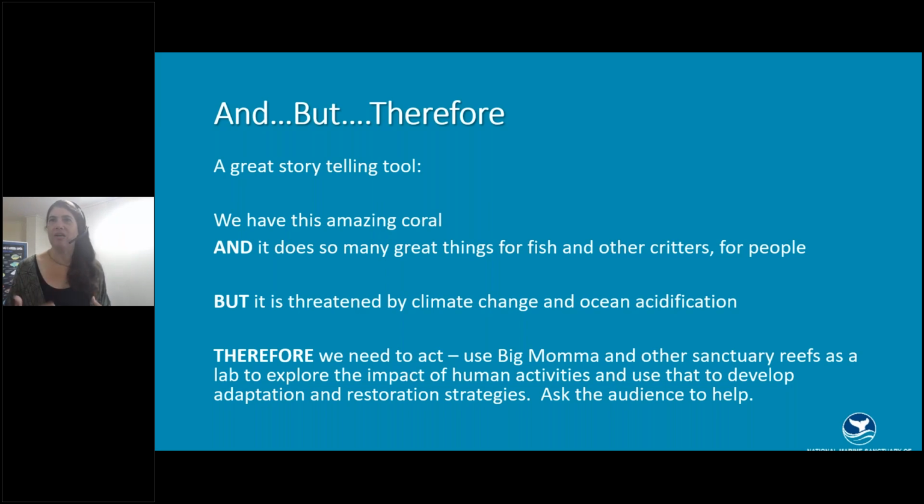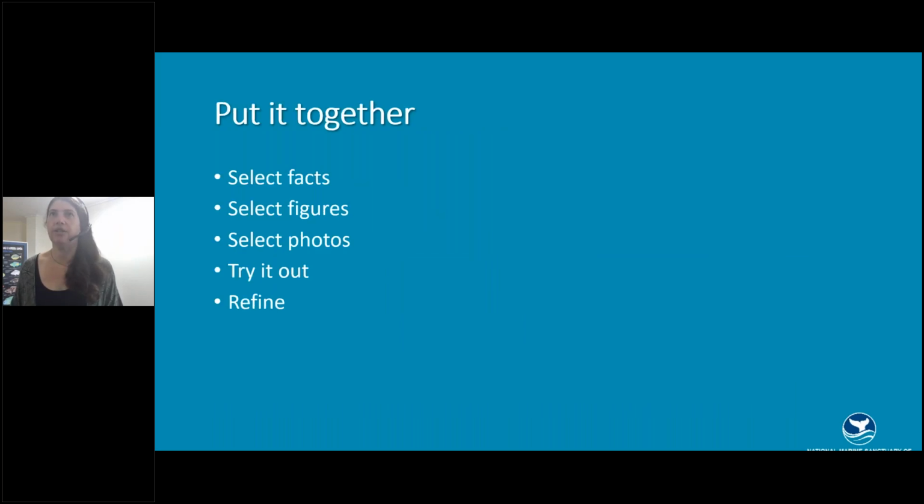And then we jump to our therefore. So the solution, what do we do? Well, we can't, here as a tiny island, shift carbon dioxide emissions too much, but we can use the sanctuary to understand why Big Mama and other corals in American Samoa are doing so well despite the impacts of climate change. And using these remote sites to evaluate human impacts at other sites and use that to help develop strategies. So there's our therefore, the so what, why is it important? And we also are going to ask our audience to help to magnify the effect of taking action.